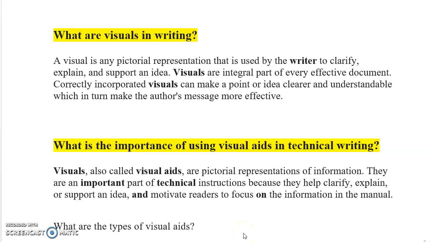Hello everyone. In this video, I'm going to discuss with you the visual aids used in technical writing documents, the importance of visual aids and how to create them, and above all, how to express the information or the data mentioned in a visual aid.